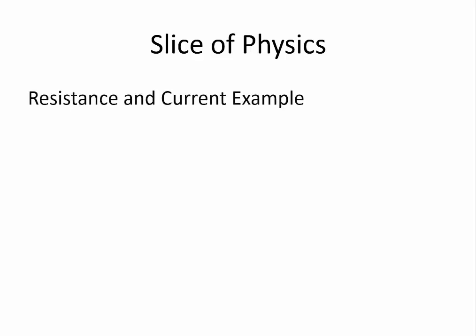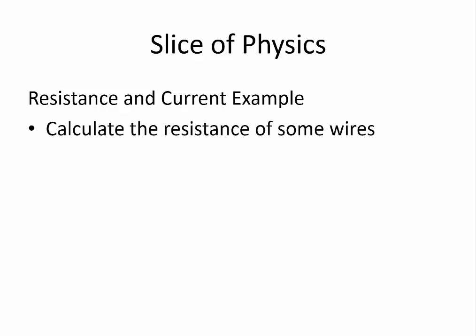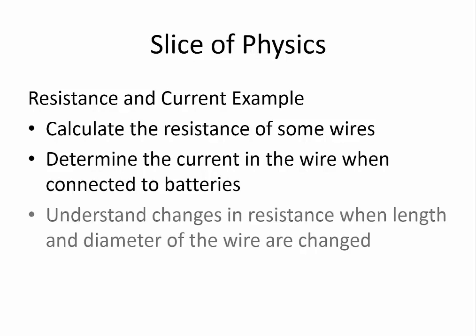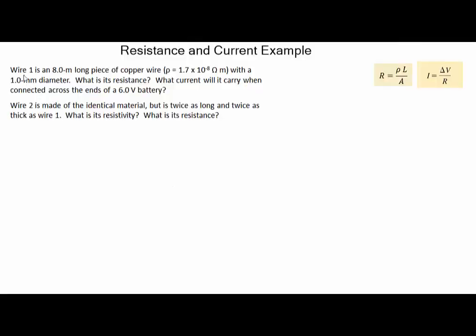We're now going to build on the learnings from the previous video to look at an example of resistance and current. First, we'll calculate the resistance of some wires given its properties. Then we'll determine the current that the wire would carry when it's connected across known batteries. And finally, we will understand how to work with changes in resistance when the physical properties of the wire are changed.